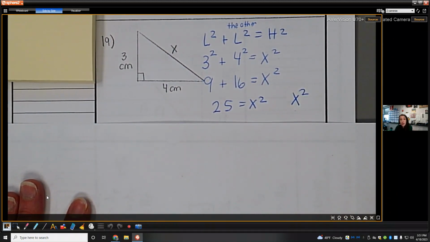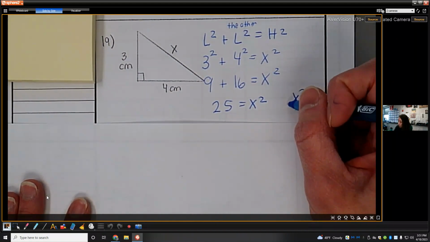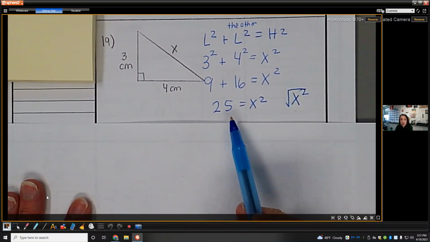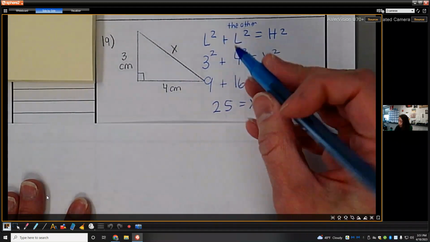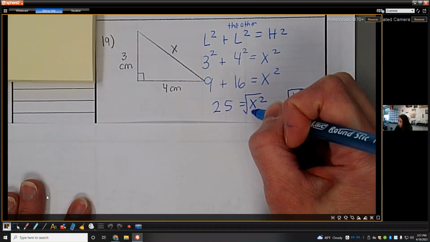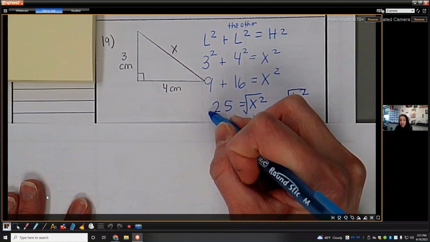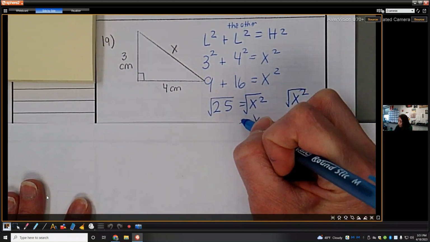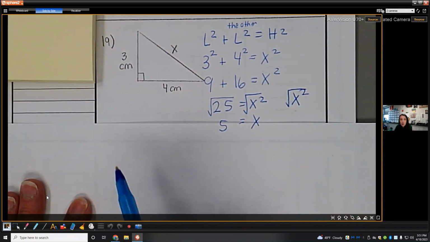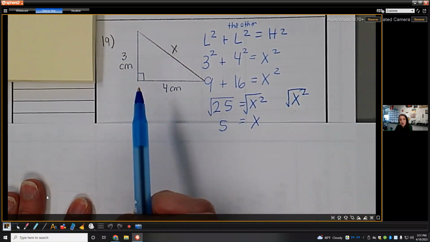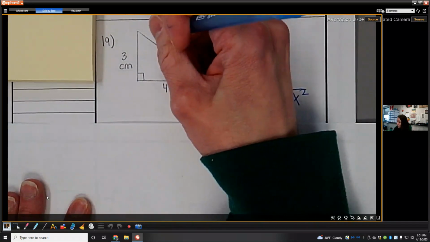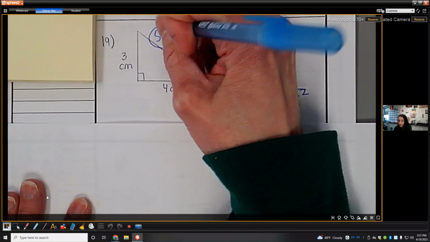Well, the inverse operation of squaring something is taking the square root. So that's what I've got to do to both sides of this equal sign. When I take the square root of x squared, I'm left with x. And when I take the square root of 25, I'm left with 5. So the measurement of the hypotenuse of this right triangle is 5 centimeters.